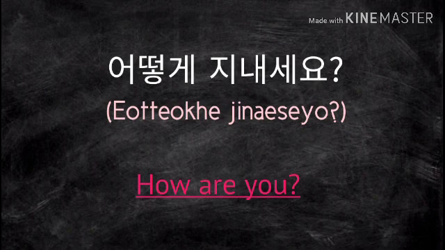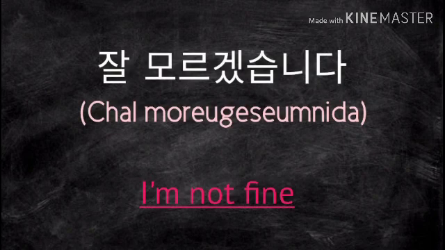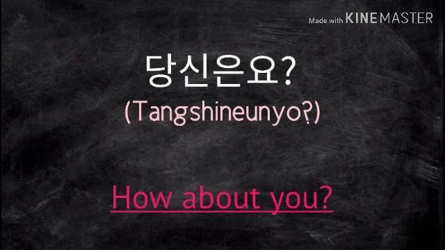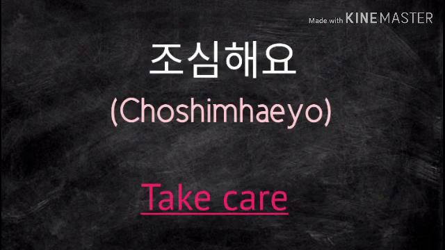어떻게 지내세요? In English, it means, how are you? 잘 모르겠습니다. It means, I'm not fine. 당신은요? In English, it means, how about you? 조심해요. It means, take care.